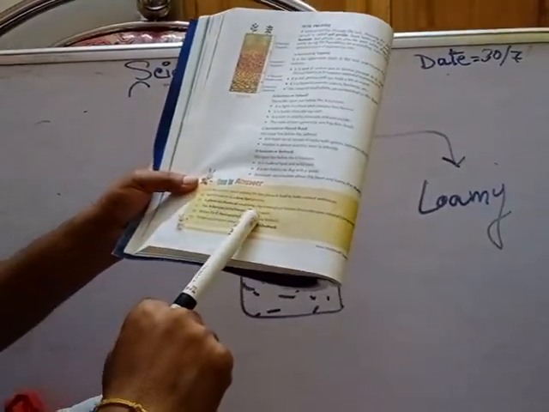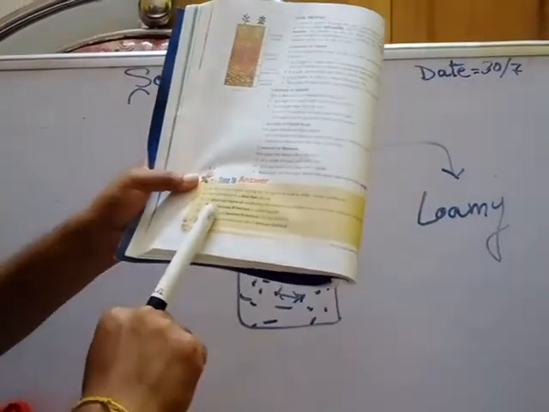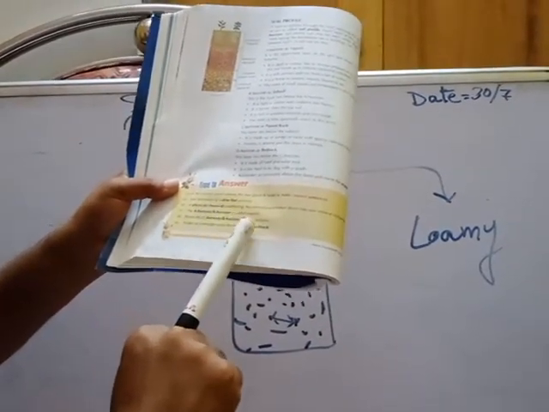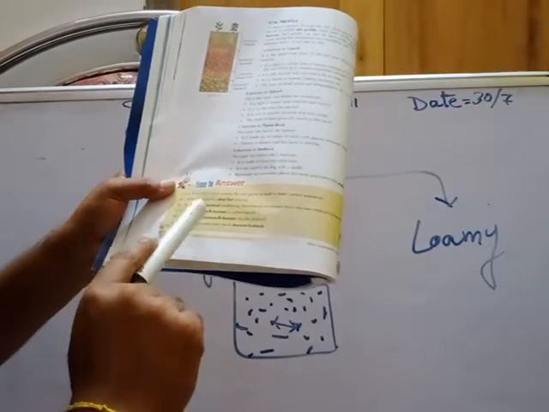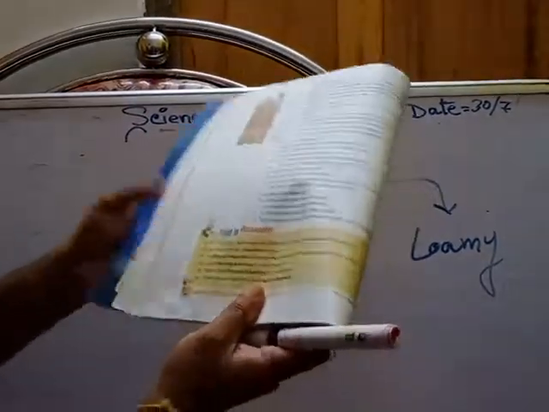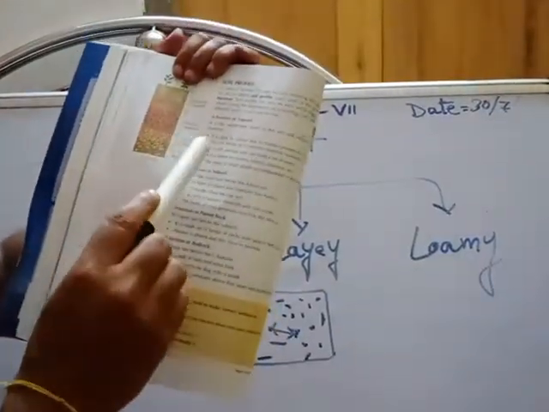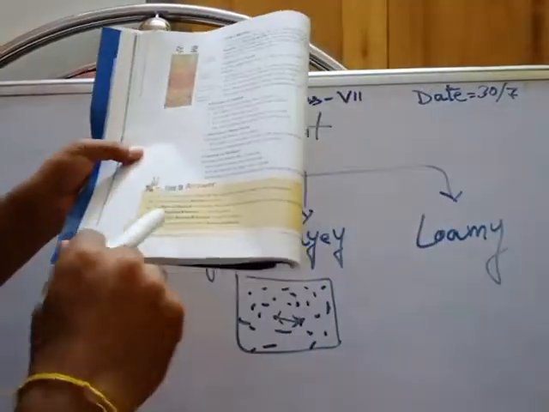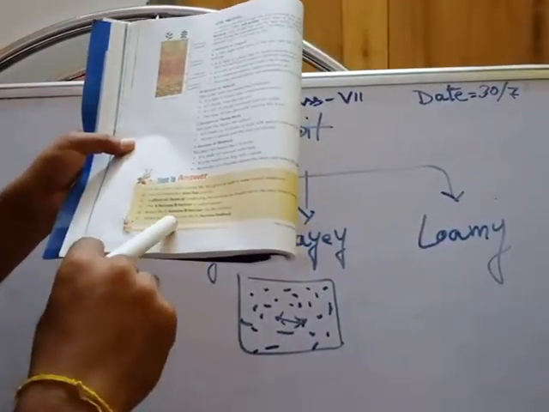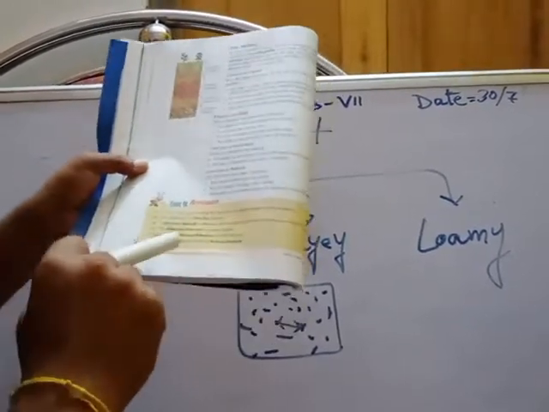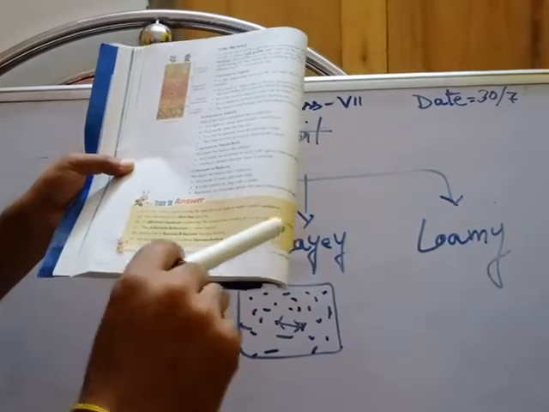The A horizon is called topsoil. Obviously, it will be the A horizon. Below the C horizon lies the bedrock. Below the parent rock, the bedrock lies. Then water accumulates over the bedrock. Obviously, it will be bedrock. Thus, water accumulates over the bedrock.